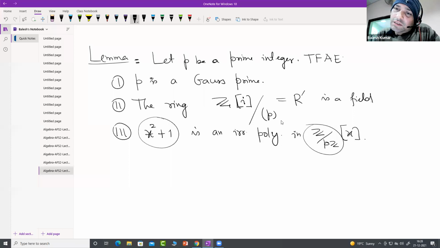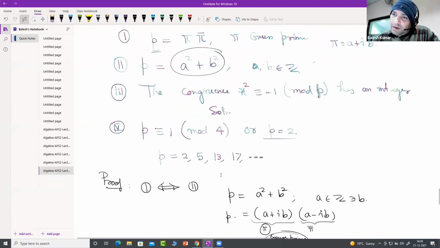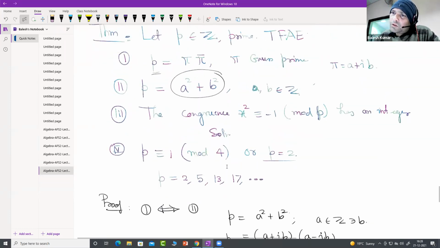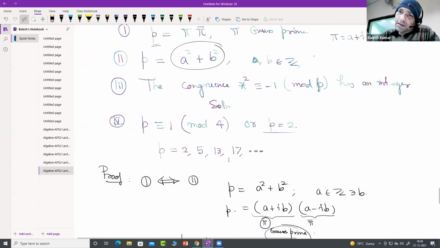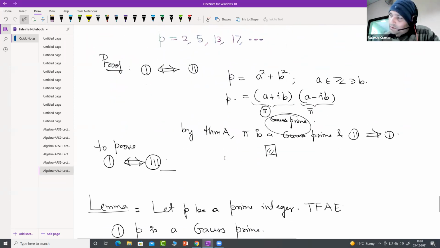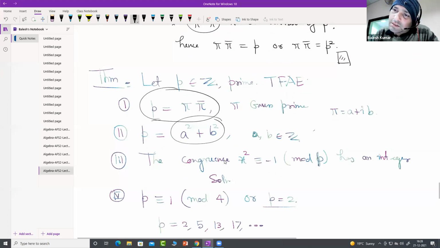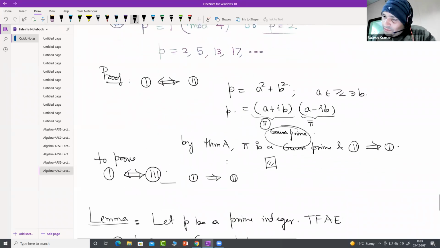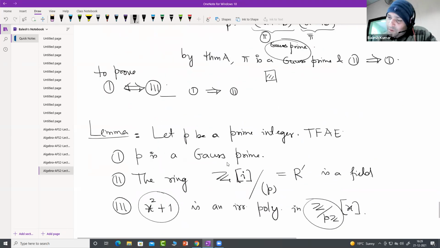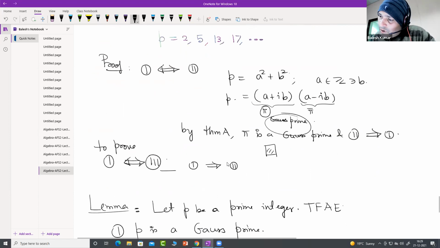And so if one uses this lemma, then it is immediate that 1 if and only if 3. Here, let me write down 1 implies 3. So 1 says that p doesn't stay as a prime, that means p is not a Gauss prime. And so by this lemma, if p is not a Gauss prime, then this polynomial is reducible inside Z mod pZ.